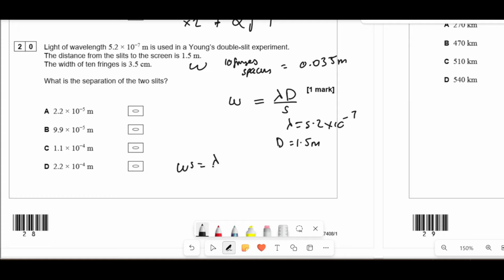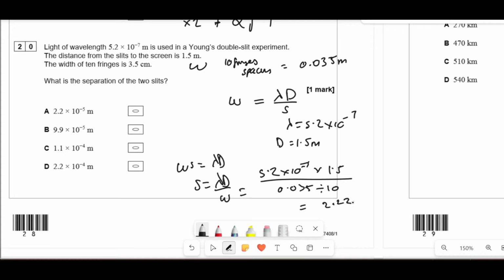So WS equals lambda D, so S equals lambda D over W. Because this is 10 fringes, I need to do it for 1, so I'm going to divide that by 10. So it's lambda, which is 5.2 times 10 to the minus 7, times D, which is 1.5, all over 0.035 divided by 10. And that gives us 2.22 times 10 to the minus 4, which is D.